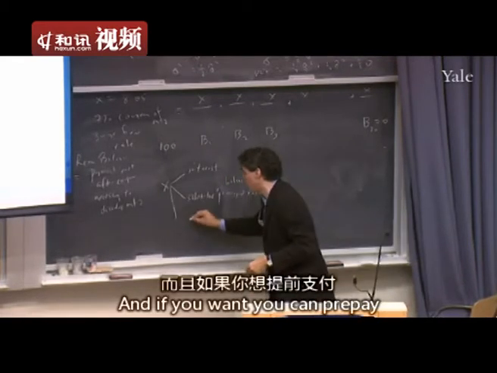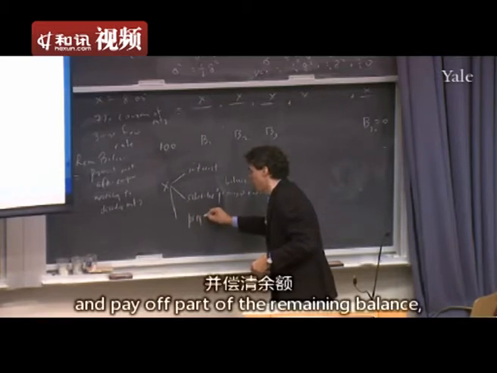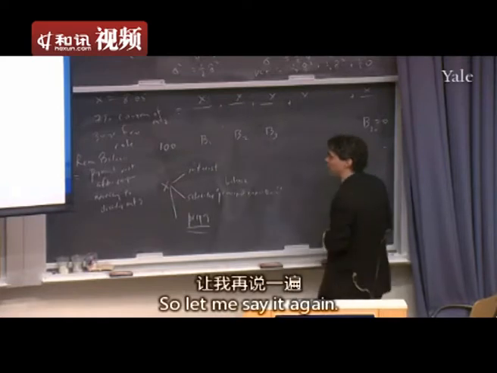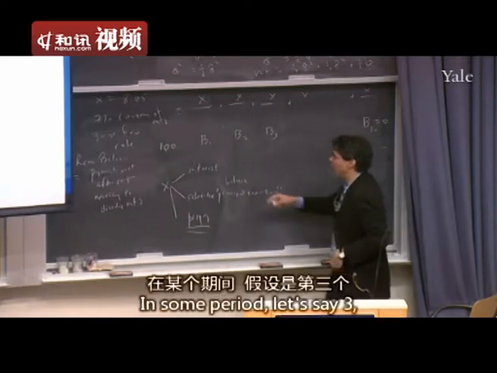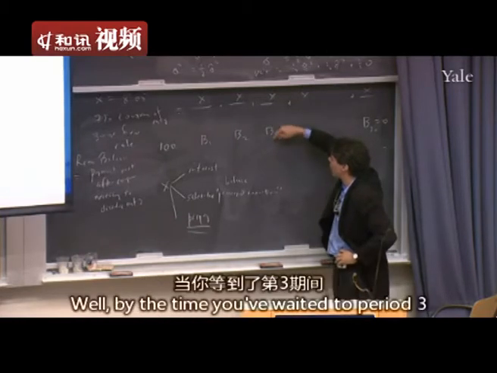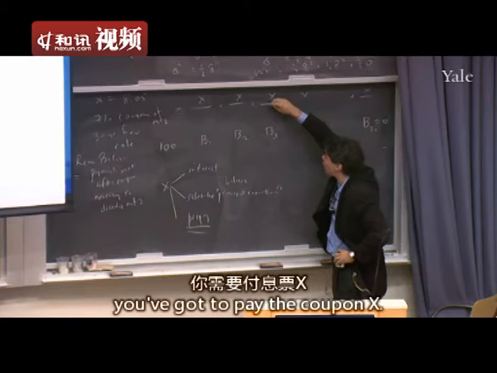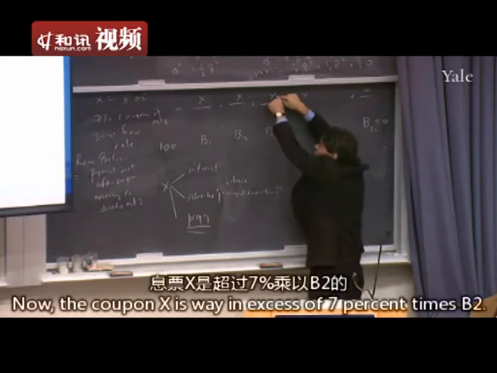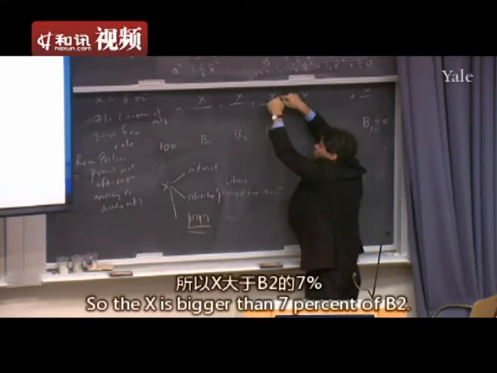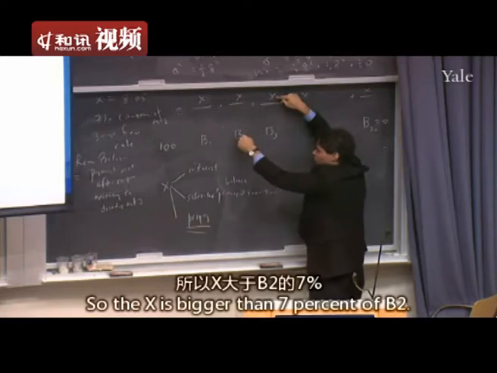Okay, and if you want, you can prepay and pay off part of the remaining balance, any part you want to. So let me say it again. In some period, let's say 3, what could you do in period 3? Well, by the time you've waited to period 3, you've got to pay the coupon X. Now the coupon X is way in excess of 7% times B2. It's 8, and 7% of 100 is less than X. We're already down to a balance of B2. So the X is bigger than 7% of B2.